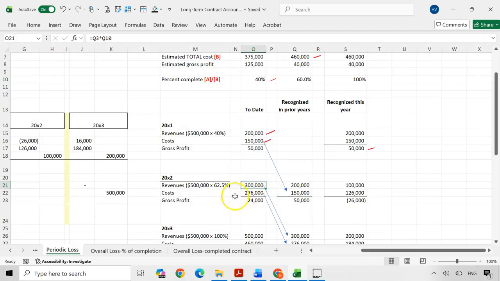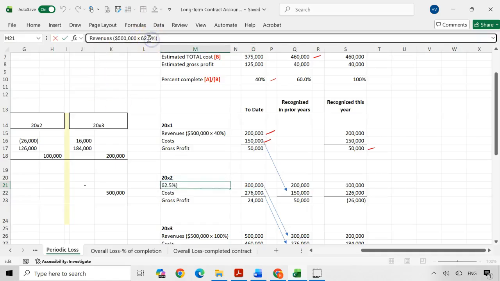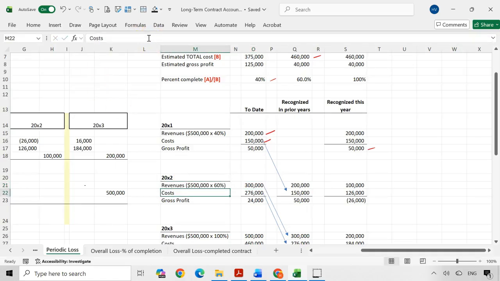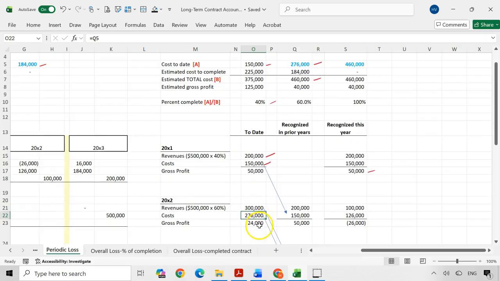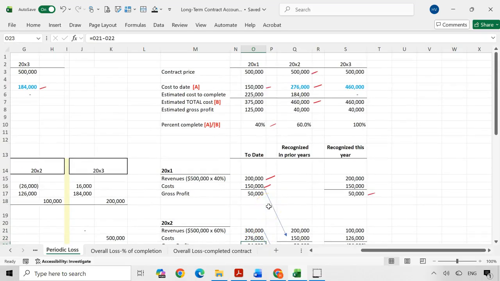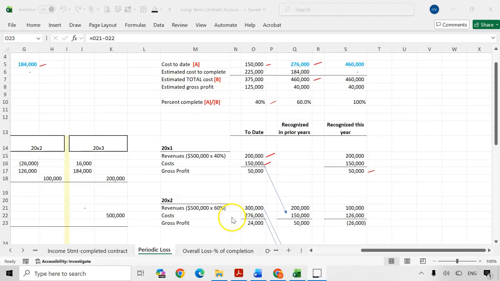I'm going to take my revenues, $500,000 times 60%. Oops, that should say 60. And the formula is right though. The total cost that we've incurred to date is $276,000, showing us a gross profit of $24,000 to date, which means that between 20X1 and 20X2, we should be recognizing $24,000 of gross profit. However, in year 1, we recognized $50,000 of gross profit. So we really need to reduce our gross profit.